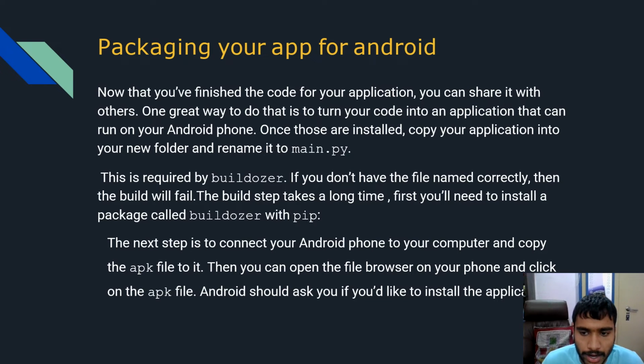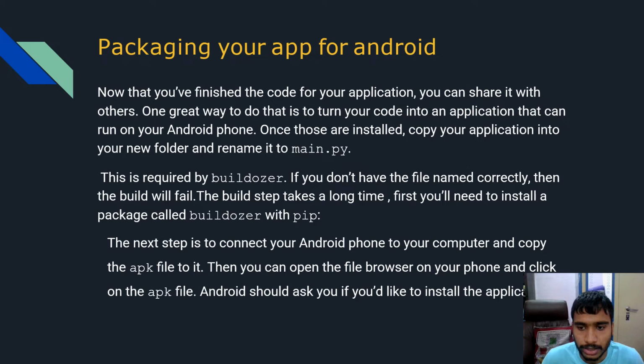Now, we have seen what the KV language is. Now let's come to packaging your app for Android. Now that you have finished the code for your application, you can share it with others. One great way to do that is to turn your code into an application that can run on your Android phone. Once those are installed, copy your application into your new folder and rename it to main.py.